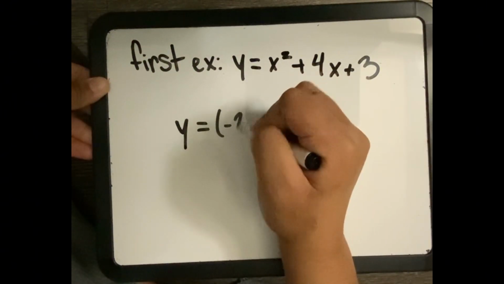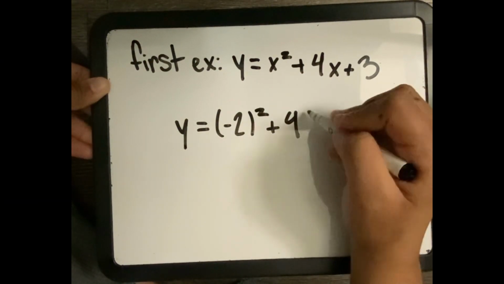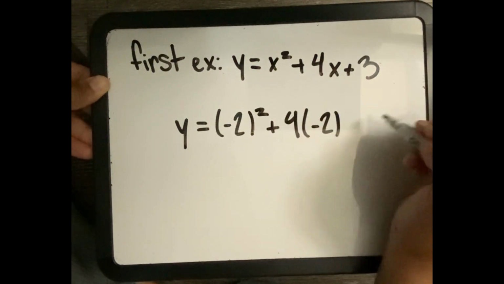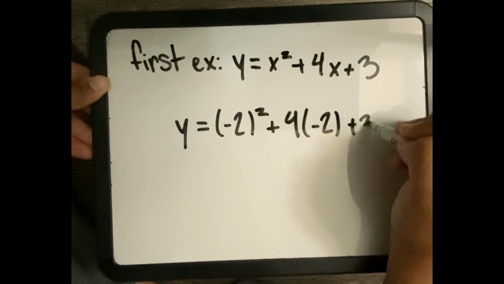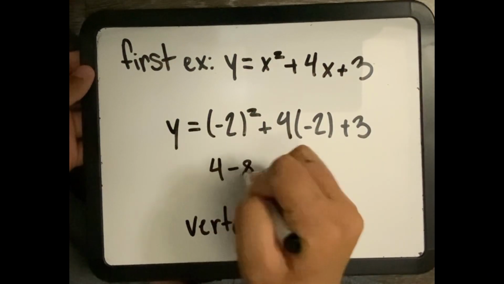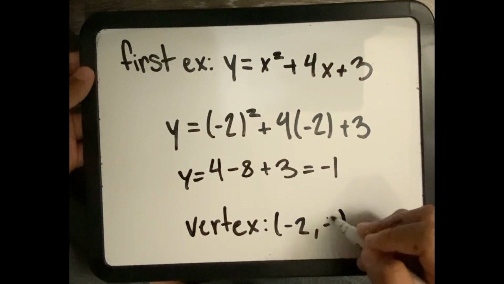Now all we're going to do is plug in negative 2 into the equation to find y. So in parentheses, I put negative 2 squared plus 4 times parentheses negative 2 plus 3. And after multiplying, we get 4 minus 8 plus 3, which is equal to negative 1, which is our y.